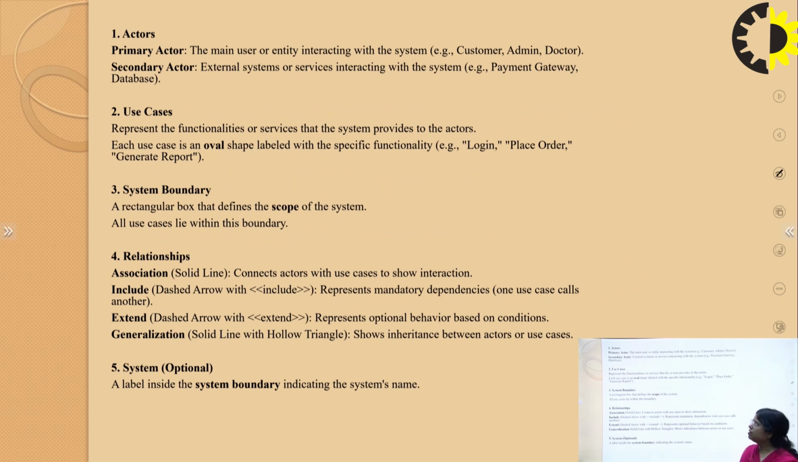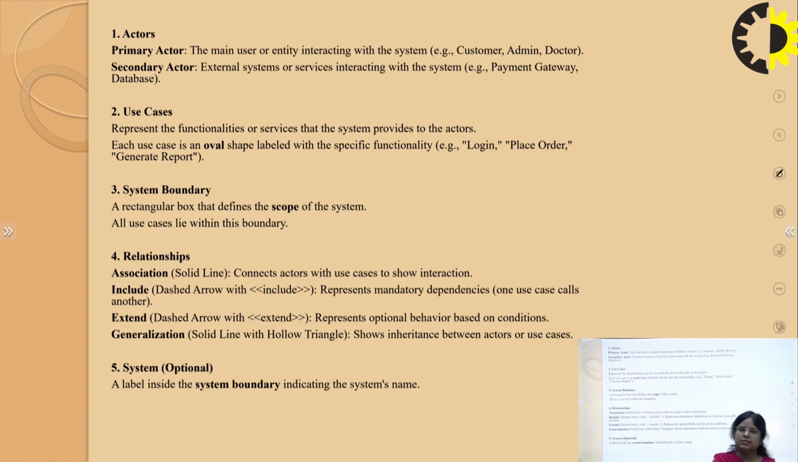So, these are the main components of the use cases. We can categorize the actors into two types: first is the primary actor and second is the secondary actor. A primary actor is the main user or the entity which interacts with the system, like the customer directly interacting with the system, admin, doctors. These are the main actors, or the primary actors, of the software.